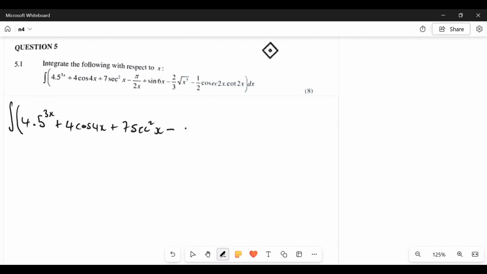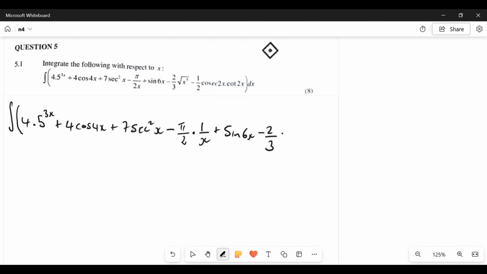Now we have minus pi over 2x multiplied by 1 over x. I decided to separate them. This is the same as pi over 2x there, but I decided to separate 1 over x from pi over 2. Then we add them. The fifth term, we have sine 6x. No simplification required. The sixth term, we have negative 2 over 3, but we have the root of x cubed.